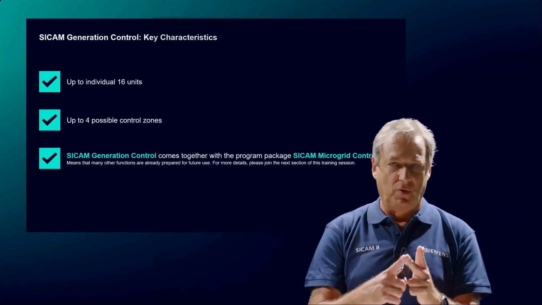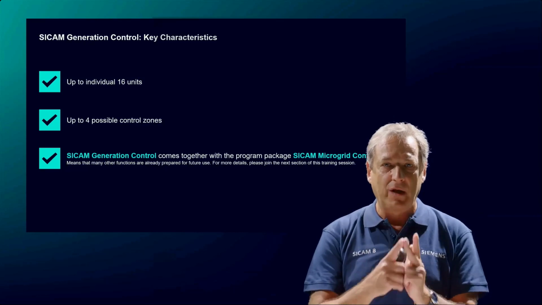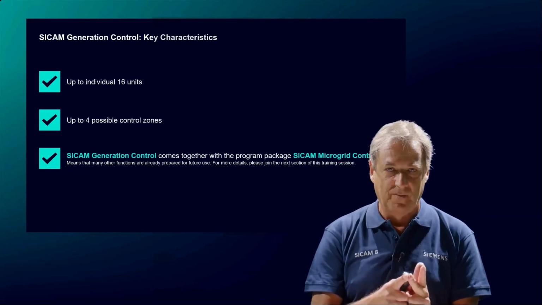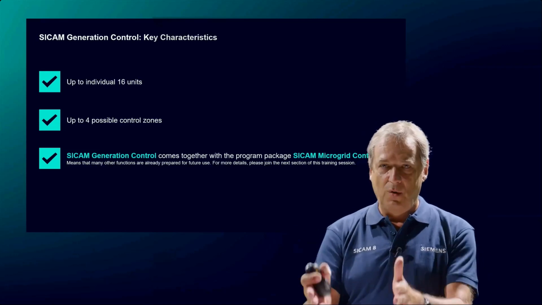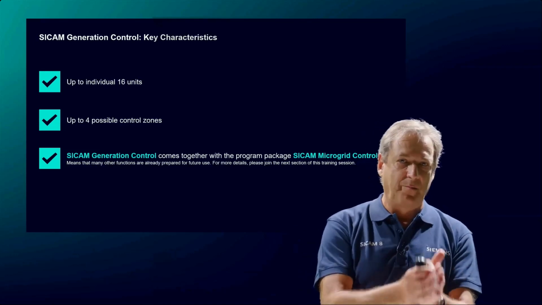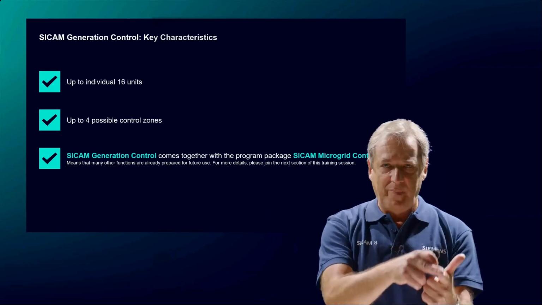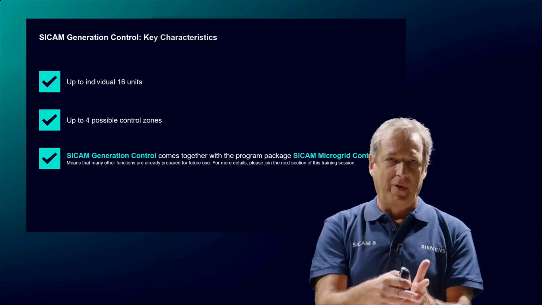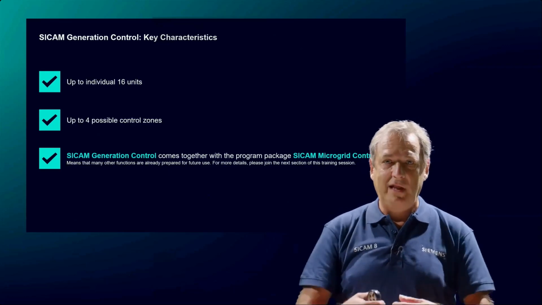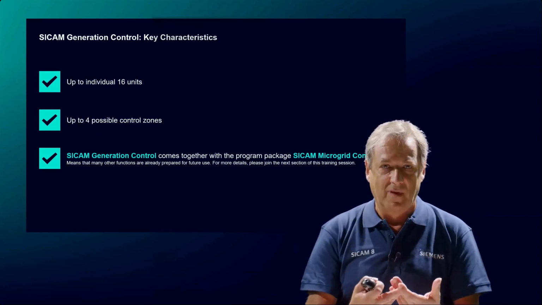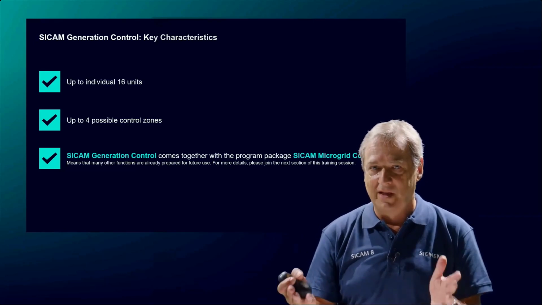SICAM generation control is only a subset of the so-called SICAM microgrid control function. This has the big advantage that if a customer later wants to expand the industrial power grid, for example, with a PV system, with batteries, or with wind turbines, then the program is already installed and only needs to be activated. But more information about this feature I will give you in the next section.